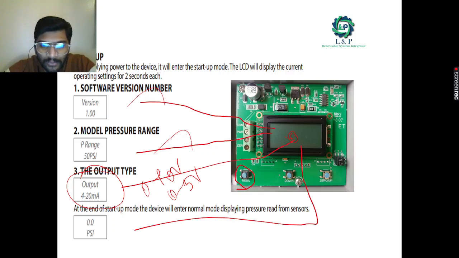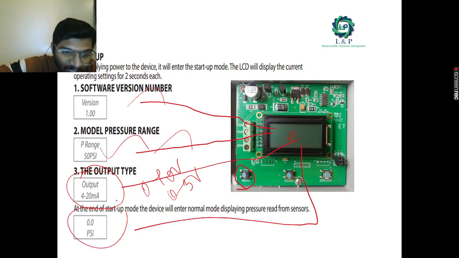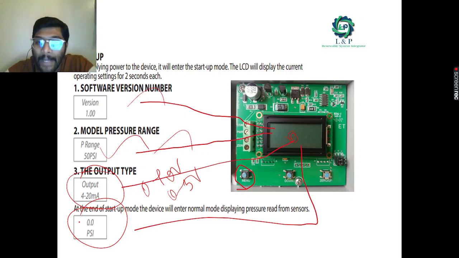As I told you earlier, you can display the readings, the actual reading of what it is. What is the maximum range? This is the maximum range, but this is the actual reading. Say for example, you have already connected it in the pipe where you need to measure the pressure.